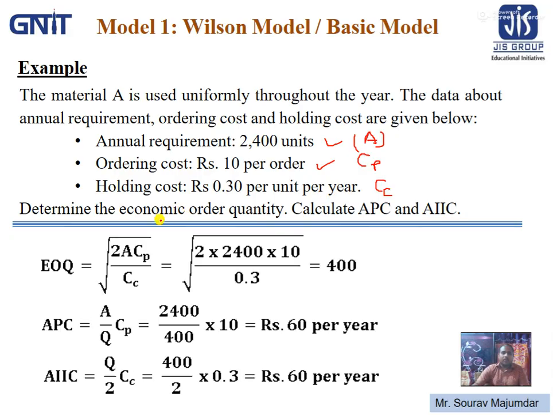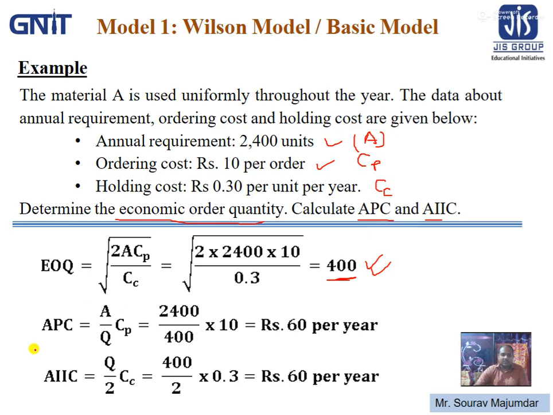You have to determine the EOQ, that is economic order quantity, then annual procurement cost and annual holding cost. So EOQ you can directly put, that is root over of 2A Cp by Cc. So you put all the values, 2 into A, the demand or requirement is 2400, into 10 by 0.3, you will get 400. So this is our economic order quantity value.